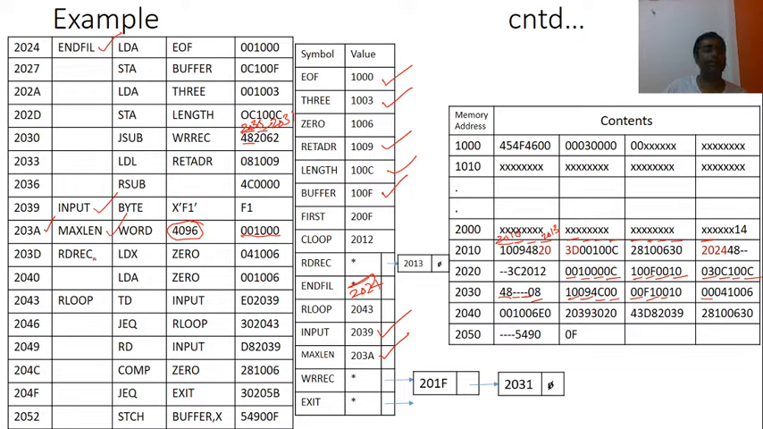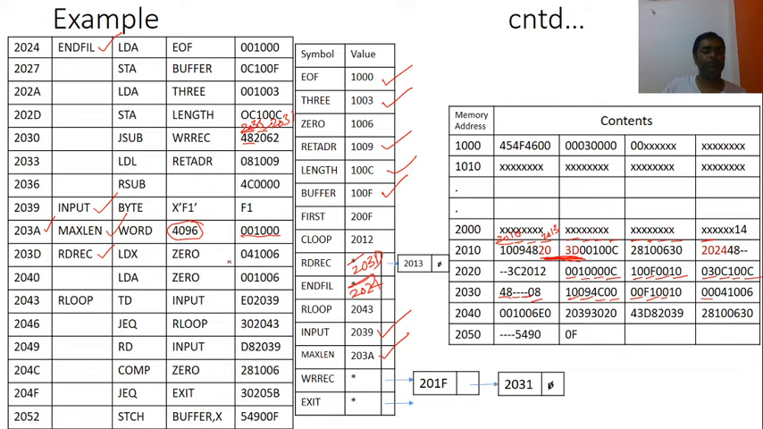Now the next instruction is RDREC LDX0. Now you can see RDREC is defined here, so here this is defined, and what is the value of RDREC? 203D. And where is it required? At address 2013. So we have to go to address 2013 and just insert the value of RDREC here. What is the value of RDREC? 203D. It will be inserted here.